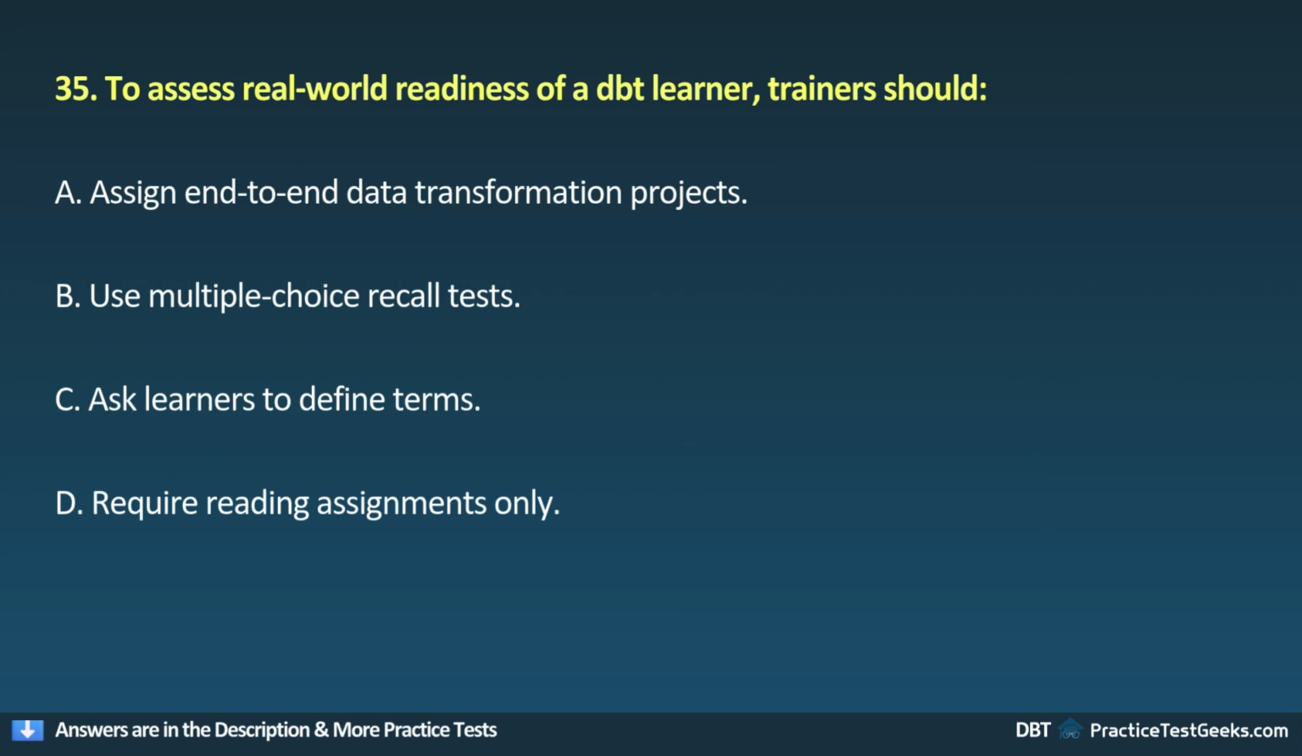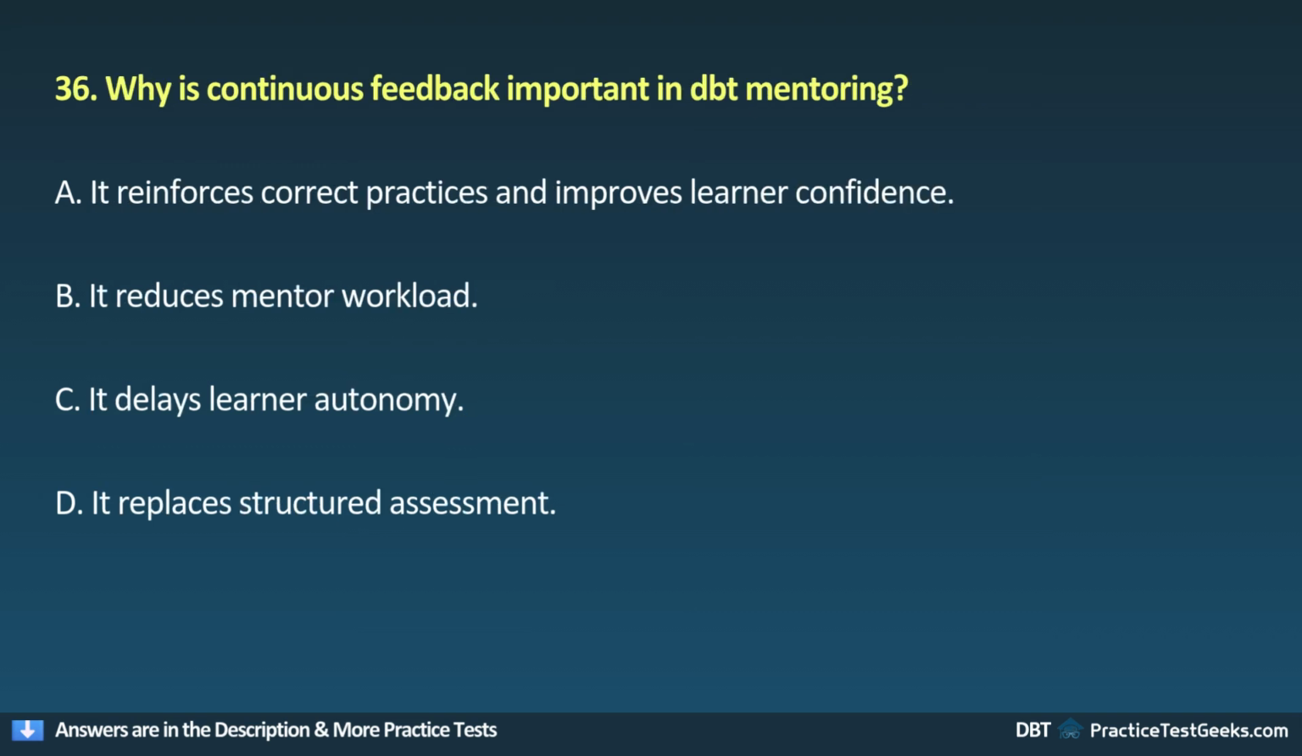35. To assess real-world readiness of a DBT learner, trainers should: A. Assign end-to-end data transformation projects. B. Use multiple-choice recall tests. C. Ask learners to define terms. D. Require reading assignments only.